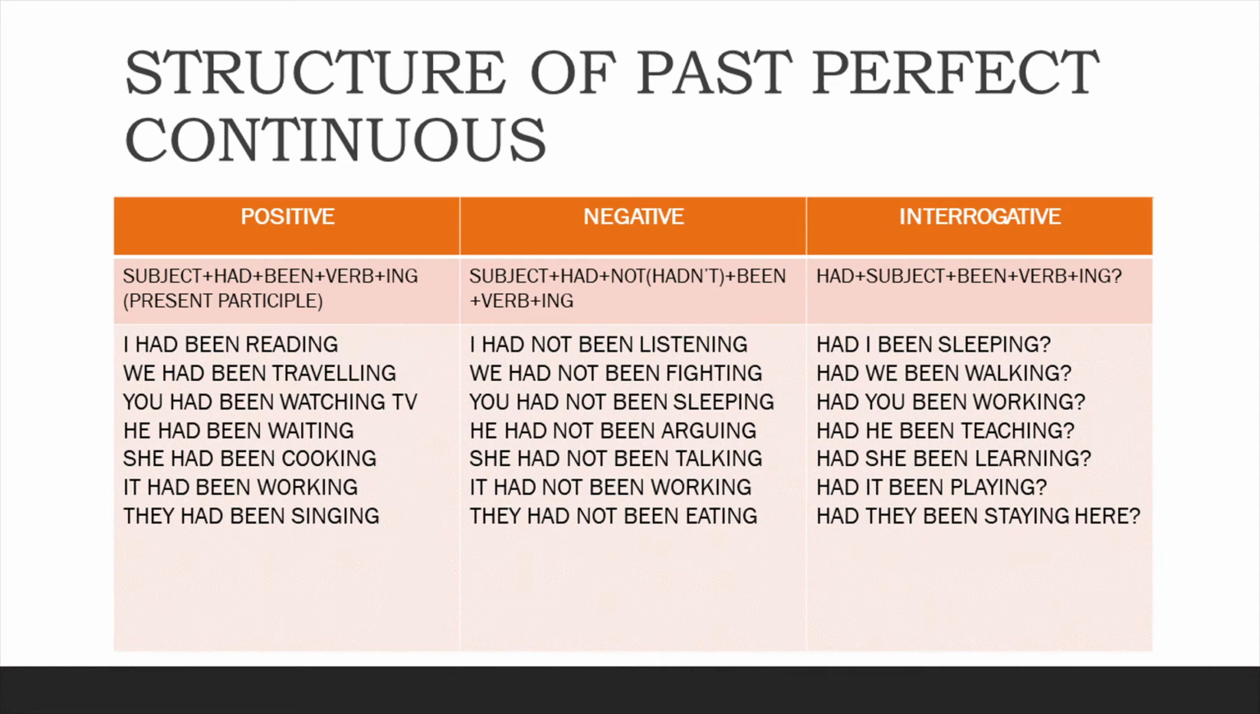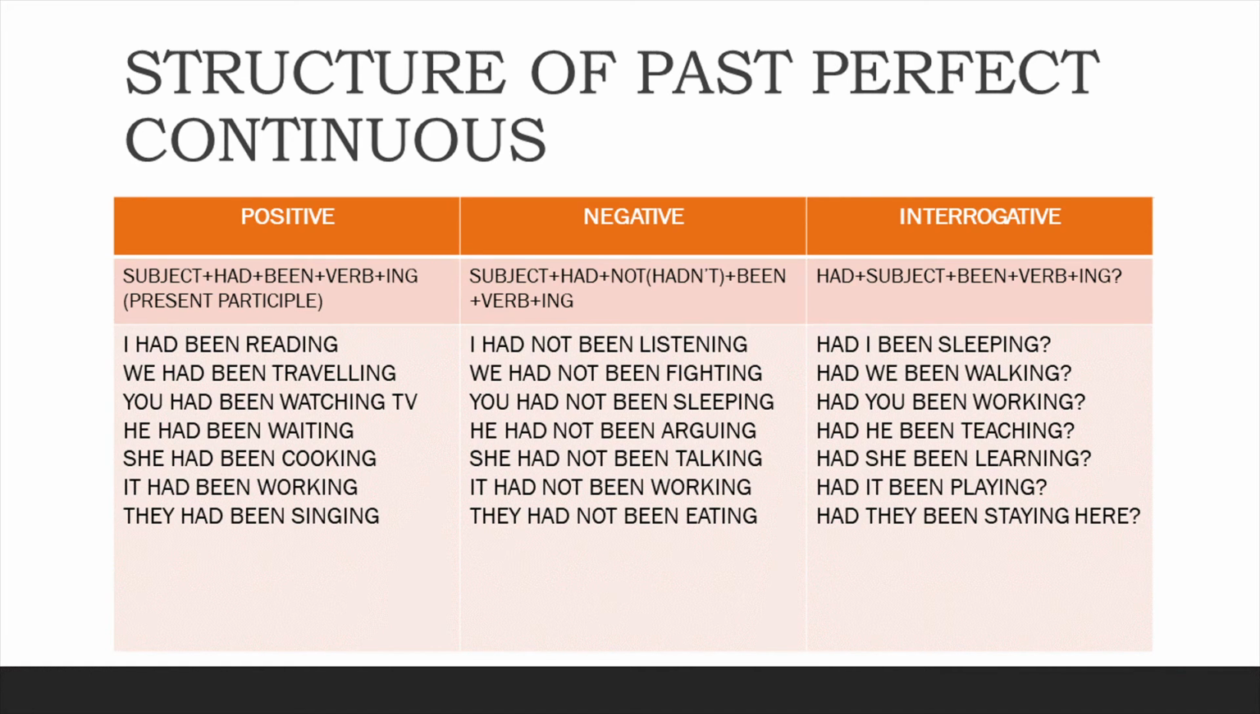So this is the past perfect continuous, so you're using ing. Had I been sleeping? Had we been walking for so long? Had you been working all night? Had he been teaching? Had she been learning all these years? Had it been playing? Okay, and had they been staying here? Okay, so this is about the past perfect interrogative tense.